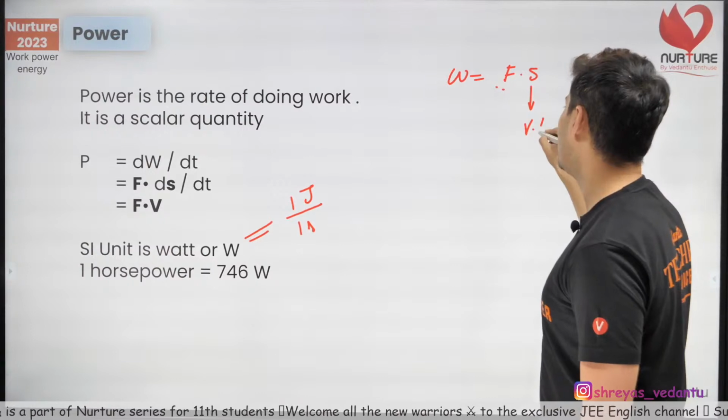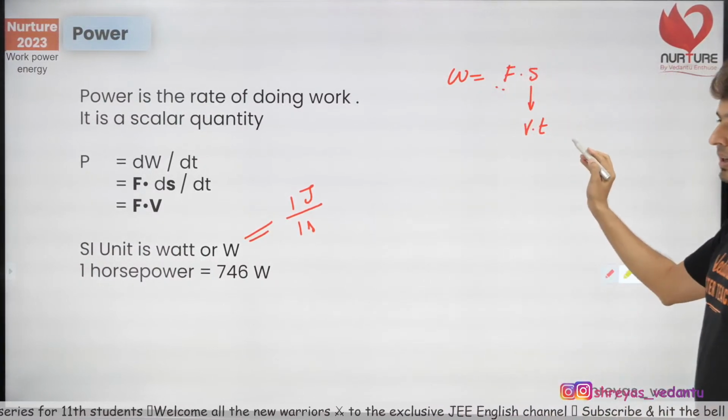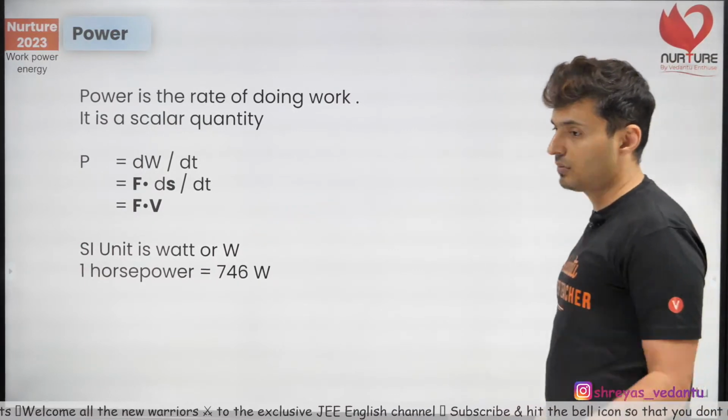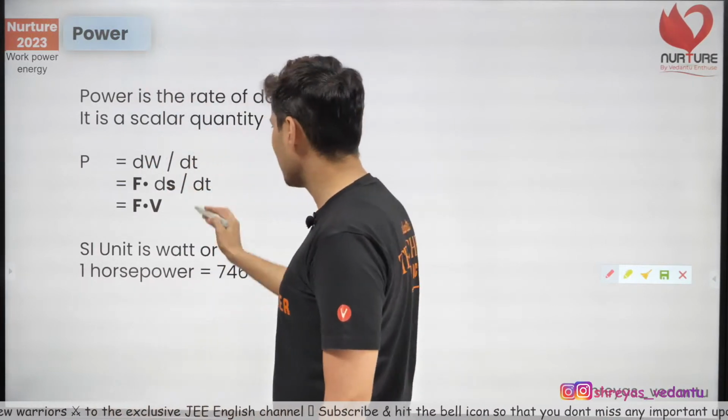Displacement can be velocity into time. So saying work is independent of time is a wrong thing. It depends on what is constant and what is not constant. Be careful. All right. Yes. The formula derivation is simple.